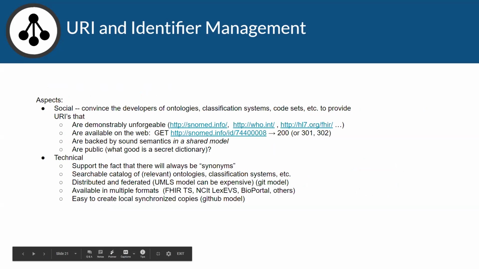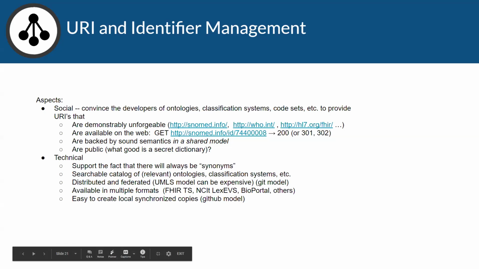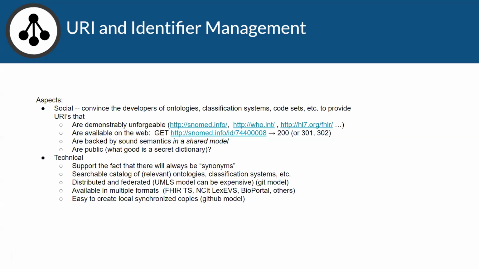So when you're doing URI and identifier management, there's a social and a technical component. Don't have time to dive into the detail here, but the fact is that we need to work with communities to get the URIs assigned, to get them bought in, to get them served on the web. We've made some progress with SNOMED, WHO, LOINC, FHIR showing up on the page, but we've got more work to do there. And then we also need more technical work in terms of catalogs, just figuring out which systems do I use when cataloging papers, which systems do I use when cataloging genes.